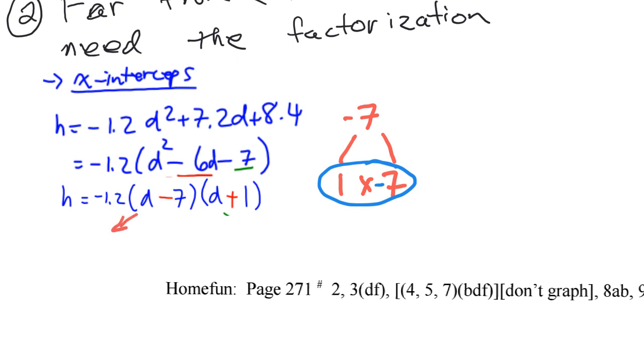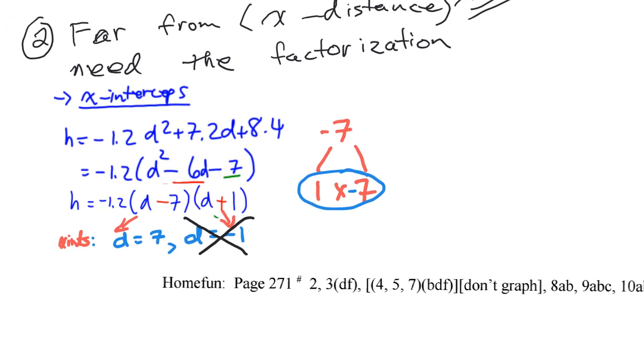Which now tells us that the x-intercepts are the following. D is equal to 7, and D is equal to -1. Wait a second. -1? That doesn't make sense. Let's see why it doesn't make sense, all right? Is it possible to go back in time or go back in distance? Yes, but we only start on a cliff. Can you go back into a cliff?